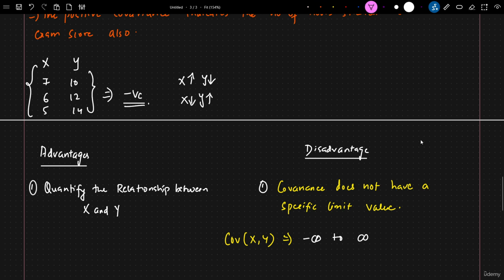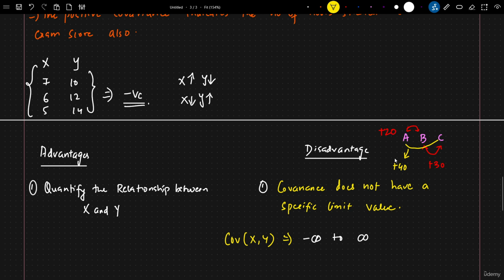So what happens because of this? Let's say I have 3 random variables. If I find the relationship between A and B, let's say I get plus 20. If I calculate B and C, I may get plus 30. And if I calculate the A and C covariance, let's say I get plus 40.